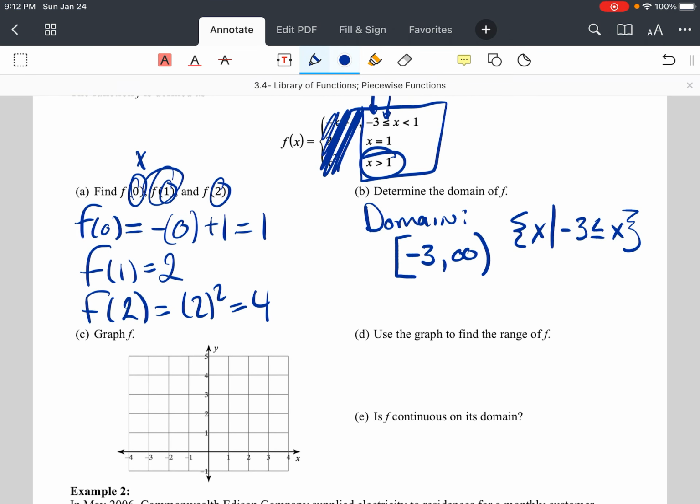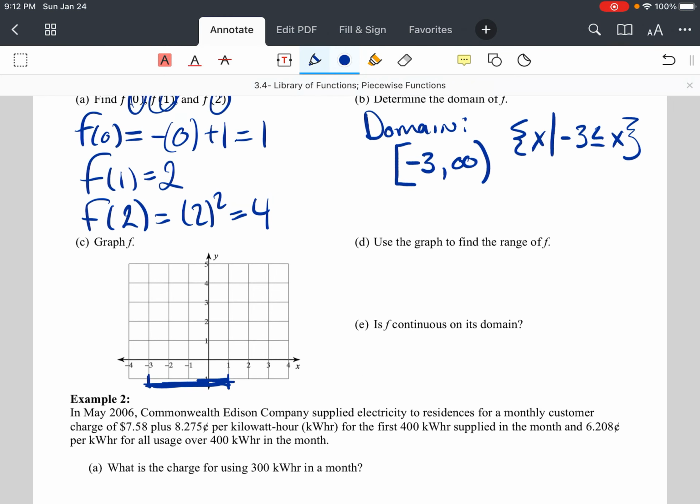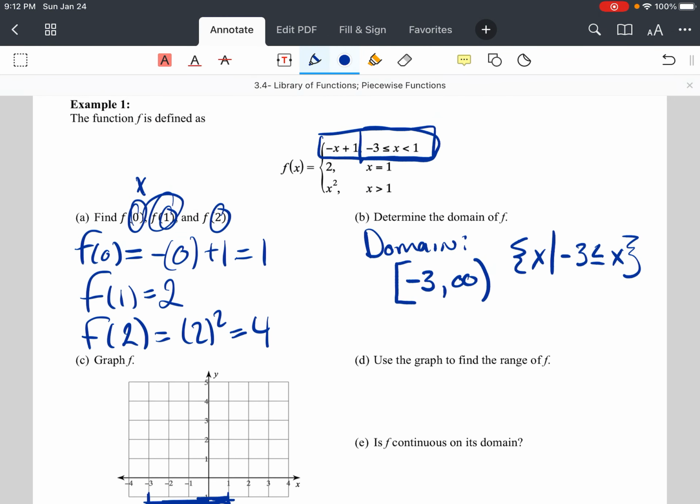All right, so now we're going to take a look at the graph of this. All right, so the first one we're looking at is this first block. Okay, so notice that it's on the interval from negative 3 to 1. So that goes from right here all the way up to 1. This is the only part of the graph that we're worried about.